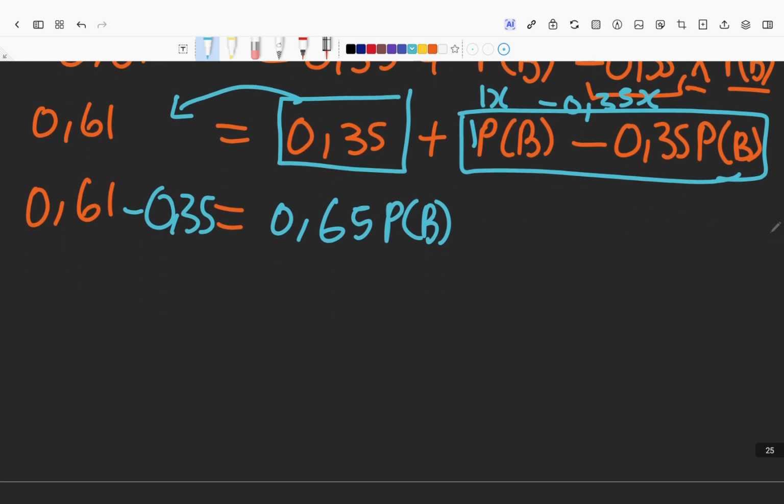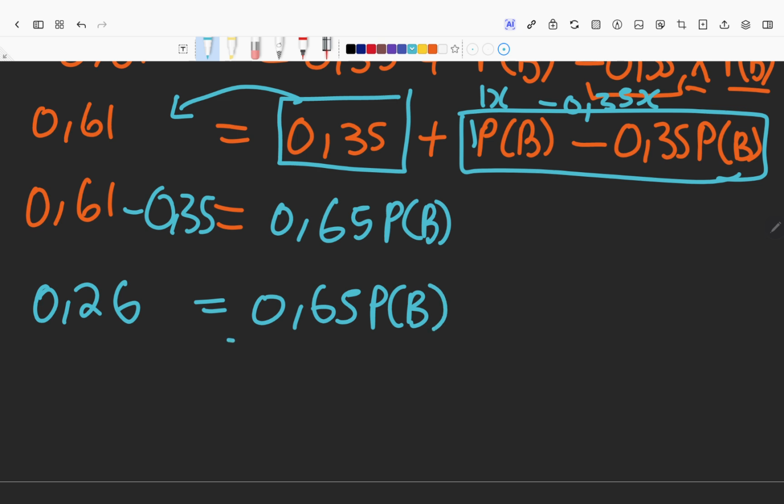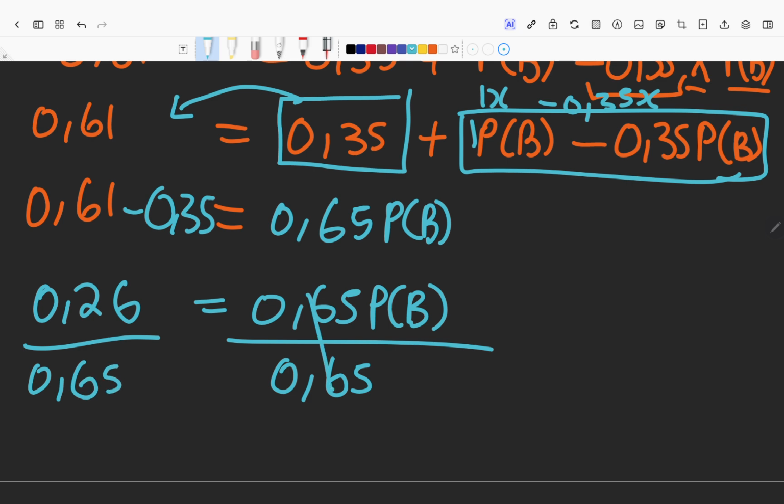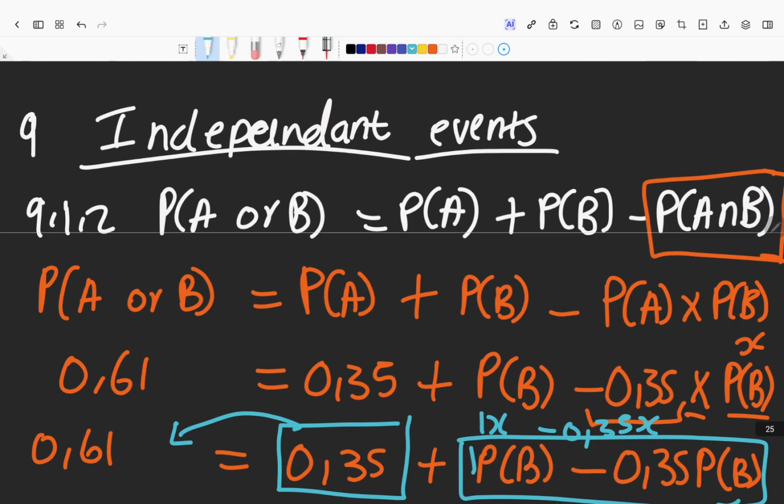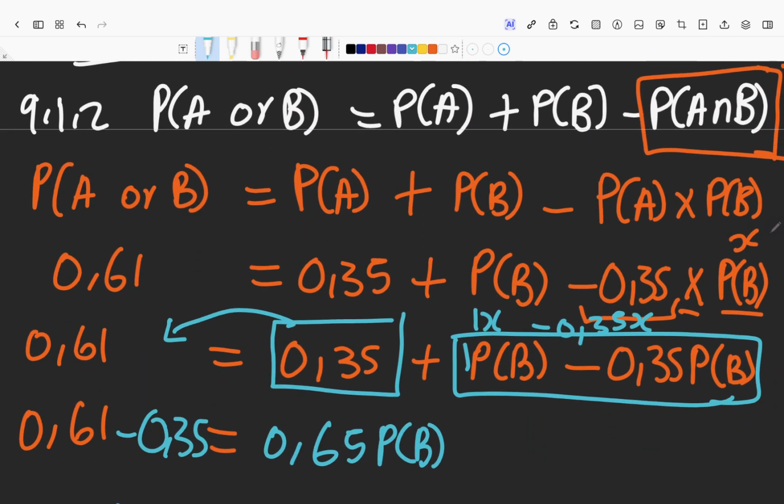So what is 0.61 minus 0.35? That is 0.26. It equals 0.65 times the probability of B. And you're going to divide by what? Correct, I'm going to divide by 0.65 on both sides, and that means that my probability of B is equal to 0.4. So this is the first part of the question paper.